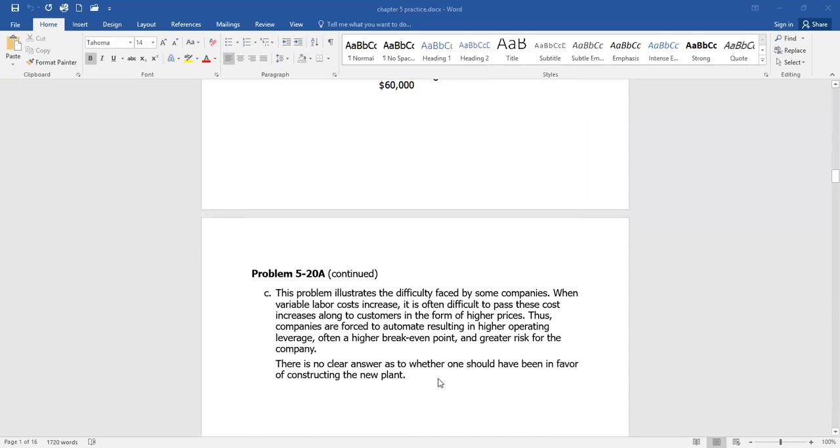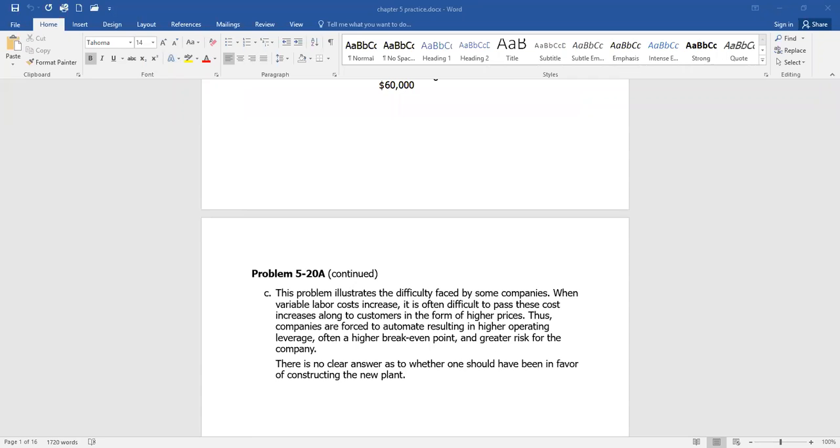Okay? And then finally, in part C, it says, if you were a member of top management, would you have been in favor of constructing the new plant and why? So this problem illustrates the difficulty faced by some companies. When variable labor costs increase, it is often difficult to pass these cost increases along to customers in the form of higher prices. Thus, companies are forced to automate, resulting in higher operating leverage, often a higher break-even point, and greater risk for the company. So there's no clear answer as to whether one should have been in favor of constructing it or not. There's nothing indicative here. It's kind of like, what should we do?